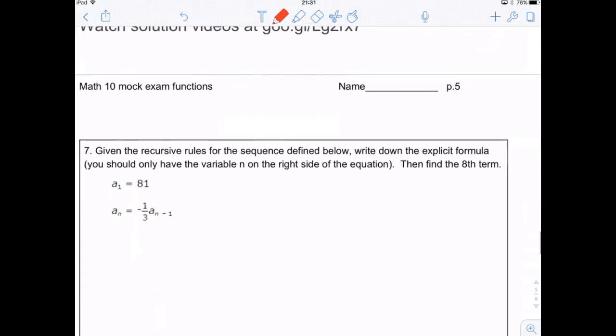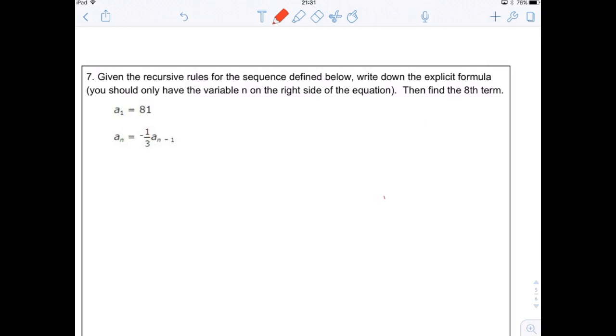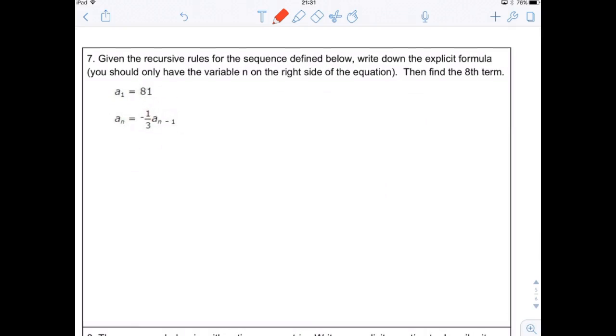All right, moving on. Given the recursive rules for the sequence defined below, write down the explicit formula. You should only have the variable n on the right side of the equation. Then find the 8th term. The recursive formula tells us the first term is 81, and then you get the current term by taking the last term and multiplying it times negative 1/3. So, if I have a1 equals 81, the next term would be a2, and it would be 81 times negative 1/3, which turns out to be negative 27.